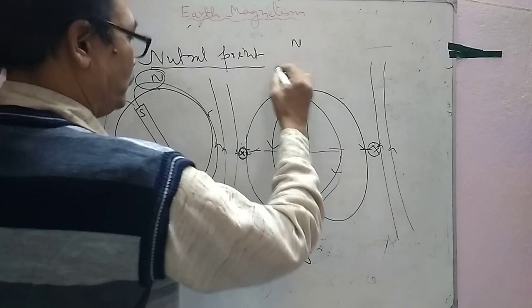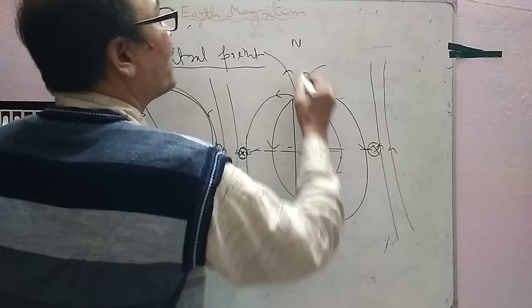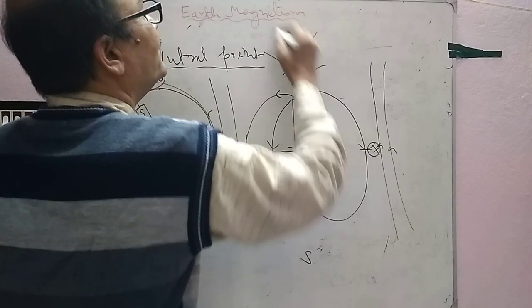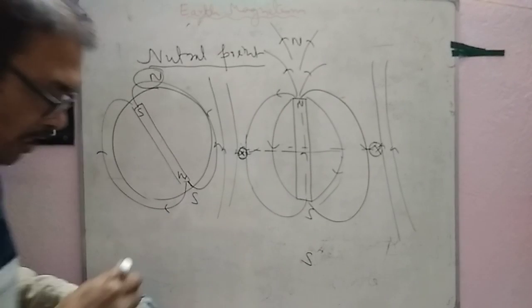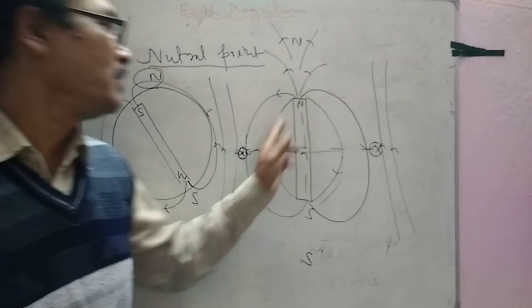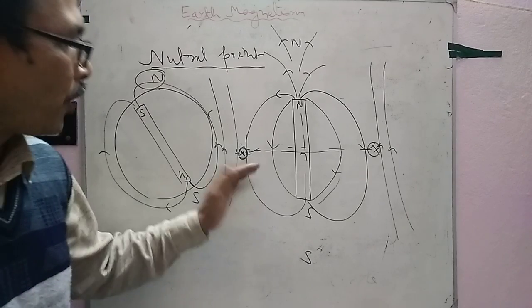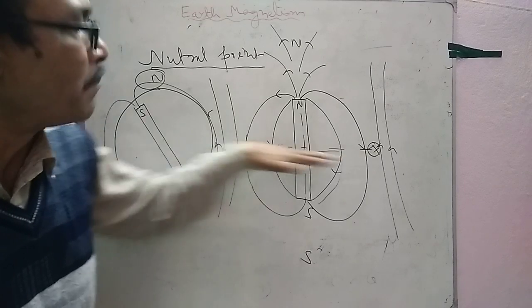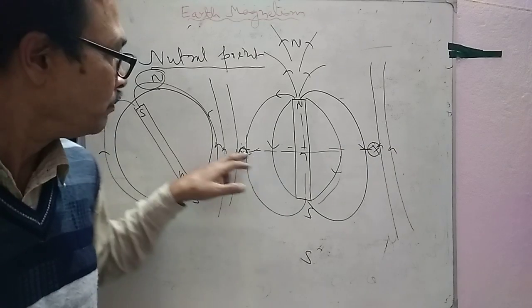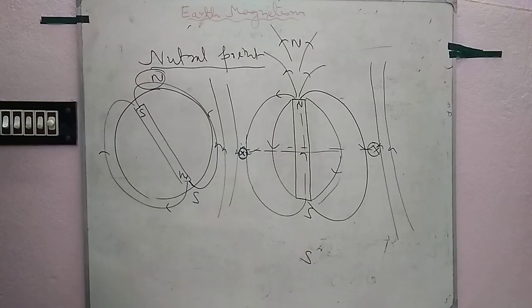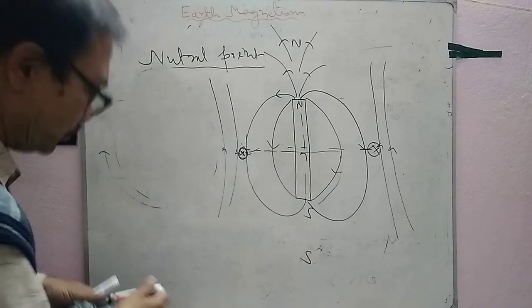But here follow, this is for the bar magnet and this is for the Earth magnet. So if we place a bar magnet with its north pole toward the north of the Earth, then the neutral point will be placed on the perpendicular bisector of the bar magnet, at the same distance on the two sides. Clear? This is the neutral point.